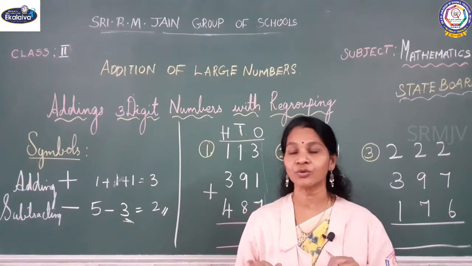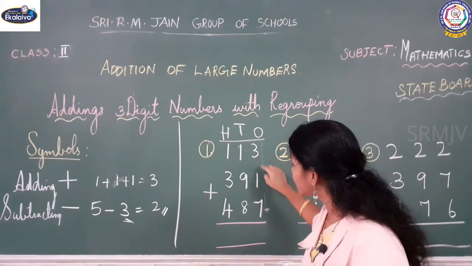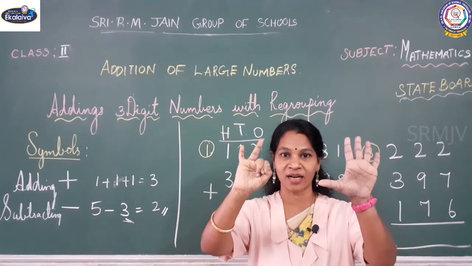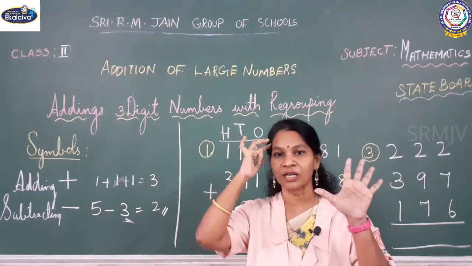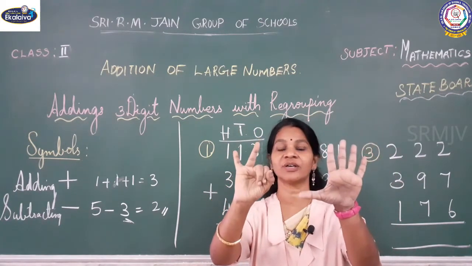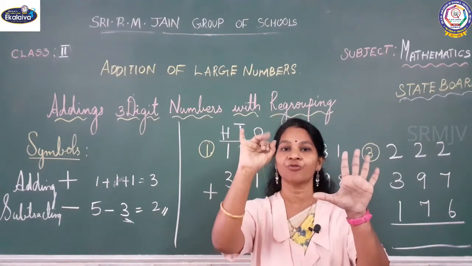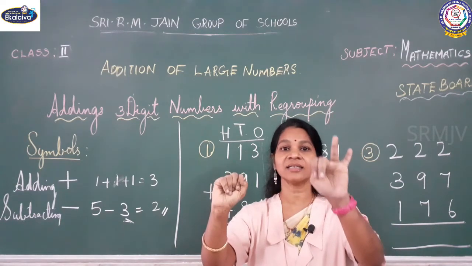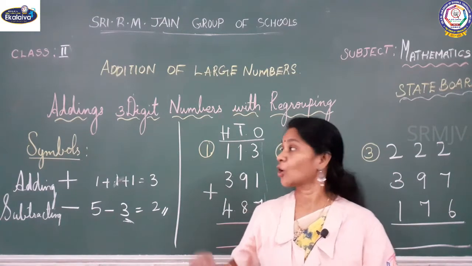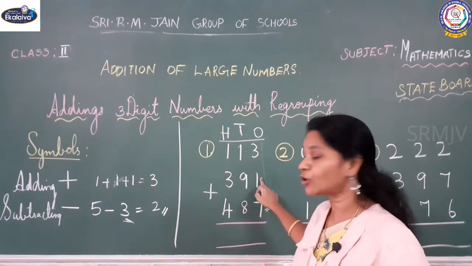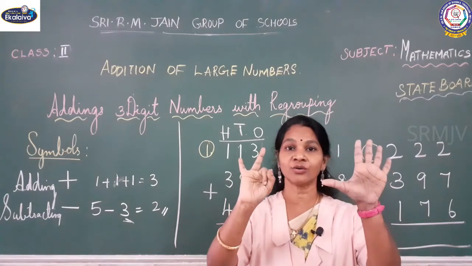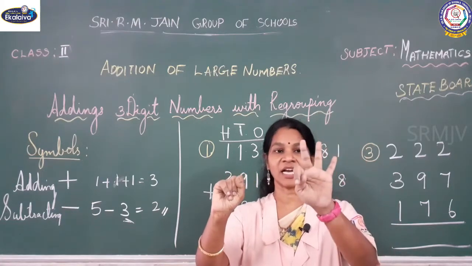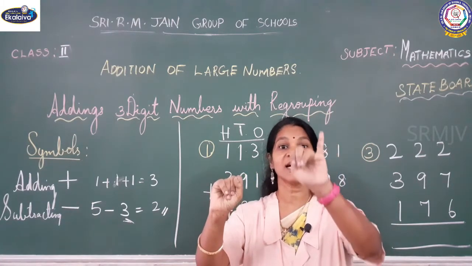So what we have to do? We have to keep the 4 in our mind. 3 plus 1 is 4. 7 fingers are there in our hand. 4 in our mind and 7 fingers on our hand. 4, after that 5, 6, 7, 8, 9, 10, 11. 4 plus 7 is 11, again you count 4, 5, 6, 7, 8, 9, 10, 11.